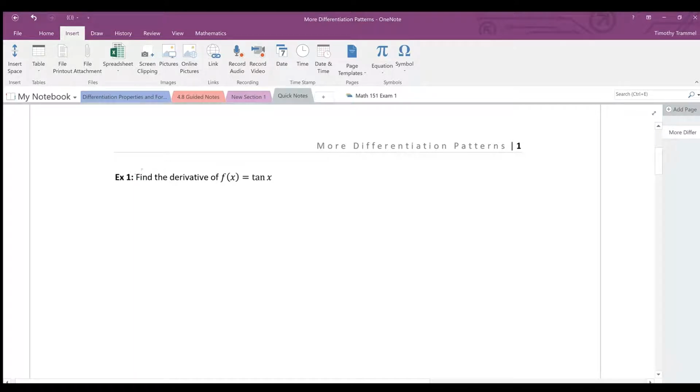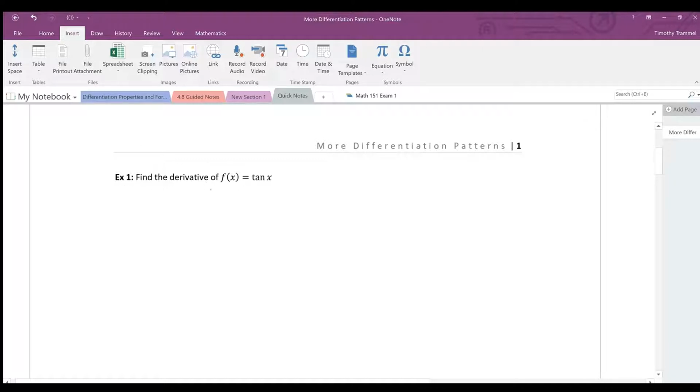Today we're going to learn a few more differentiation patterns, and specifically what we'll talk about are the derivatives of our six trig functions. We already have two of them though. We'll also talk about the derivative of e to the x, and we'll look at taking maybe second derivatives and third derivatives and so on.